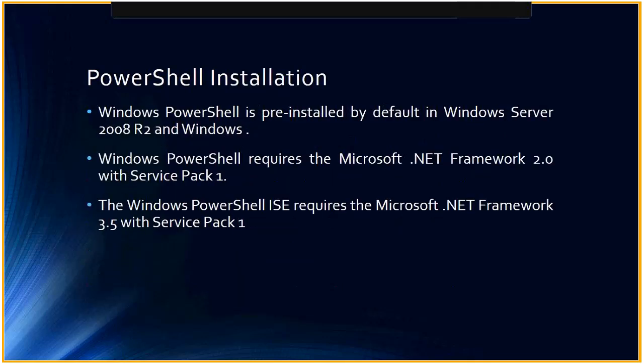So how you install it is quite basic. On Windows 2008 R2 or above, you already have PowerShell installed. You need .NET Framework 2.0 if you have an older version of Microsoft Windows and don't have PowerShell. And Windows PowerShell ISE requires .NET Framework 3.5. ISE stands for Integrated Scripting Environment. So it's a kind of integrated development environment, what developers are used to.